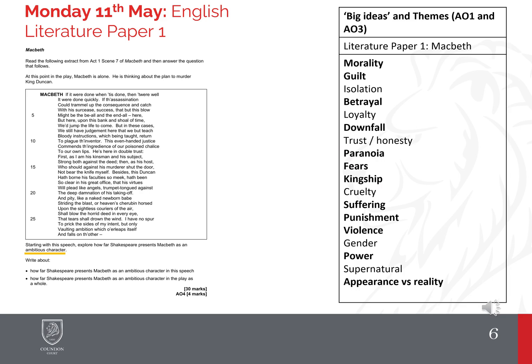Because remember, no matter what, we're going to be starting from the beginning of the play. Even though the question says starting with this extract or this speech or whatever it might be, we start at the beginning of the play and we go through the play in chronological order. It's really important that we do that so we can talk about things like character development, how a character shifts or contrasts to how they were at a different point in the play.